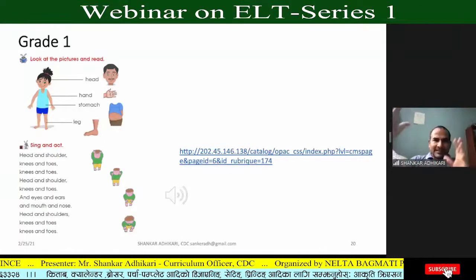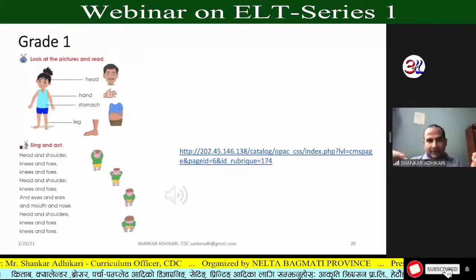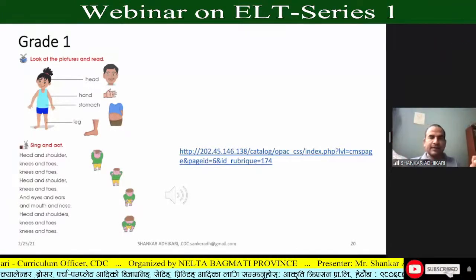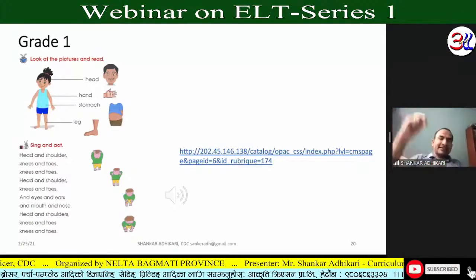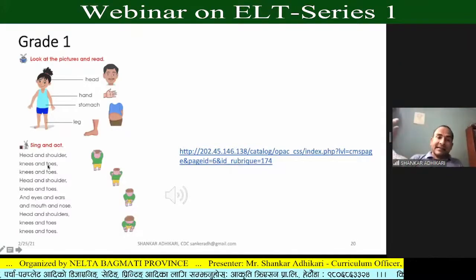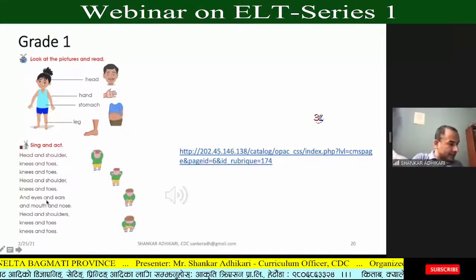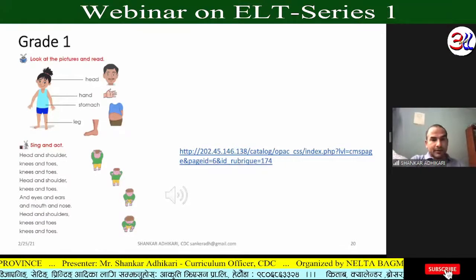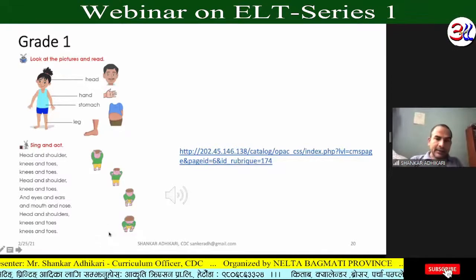If you teach in this way, you are unknowingly teaching the meaning of that particular word, and your class is going to be interesting as well, because you are getting the students involved in the activities, right? And there is another task: sing and act. It's a very popular song that has been used in teaching English.